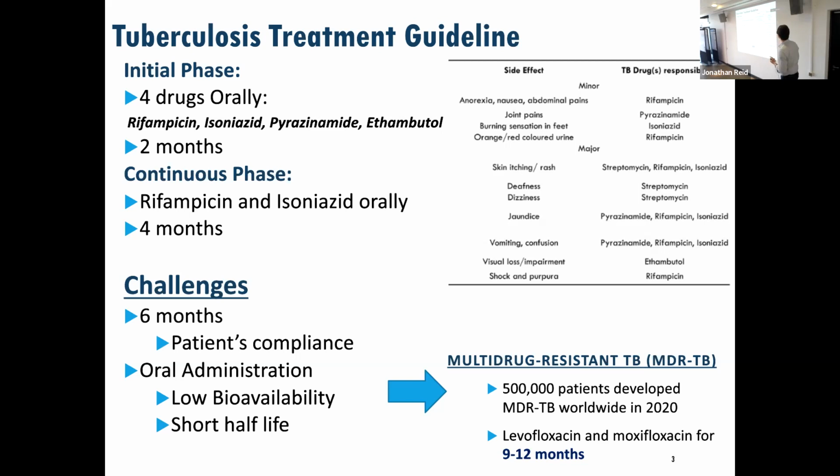The table next to me here shows the side effects of many of the first-line TB drugs, and we see that if we increase the doses, the chances of having liver and kidney toxicity are higher.